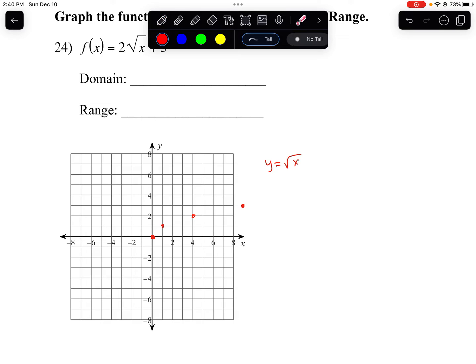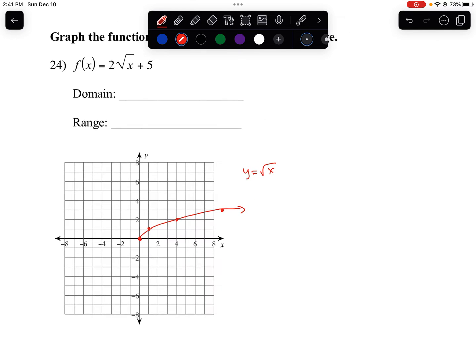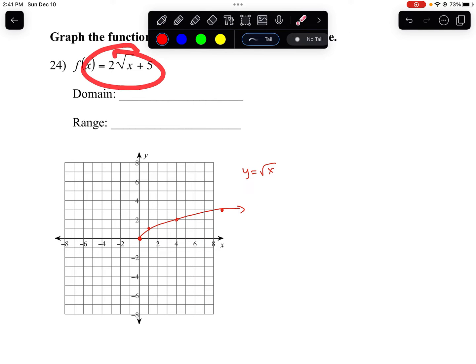Another way, if you want to remember, is that this is a sideways parabola, so you can use the 1, 3, 5 rule if you want to do that too. But in any case, we have here our square root parent function. And then what I'm going to do to graph this function is just apply the transformations. So we have up 5 and a stretch of 2. Let's do the stretch of 2 first in this case. I don't think it really should matter.